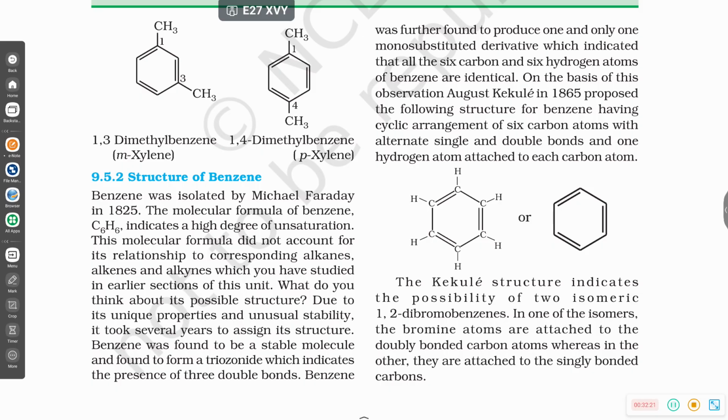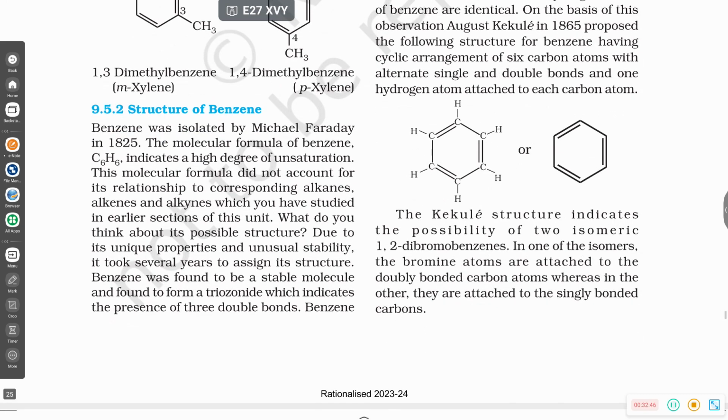So this is not CnH2n, not CnH2n-2. So it is not an alkene. And what do you think about the structure? If you write like this, there are so many structures you can write. I write hexane with 4 double bonds somewhere. That may be the answer.